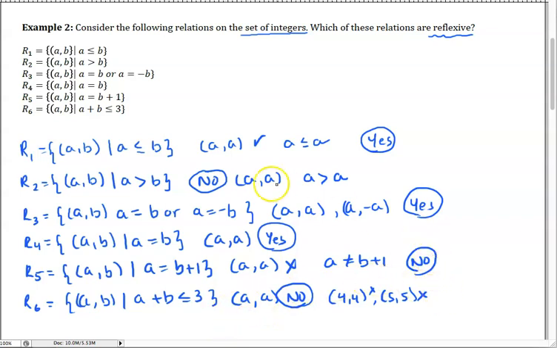Okay, good. So as I said, this set of relations we've seen before. We're going to see them through the section as we work through the examples in order to examine these properties that we're learning about.